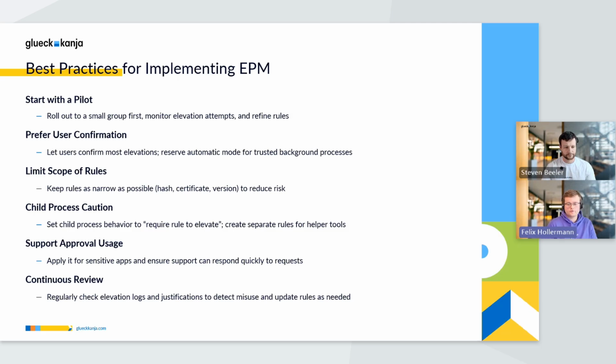Limit the scope of rules. Define rules as narrowly as possible, using hashes, certificates, and versions to avoid broad or wildcard-based elevations, so that you have no increased risk.